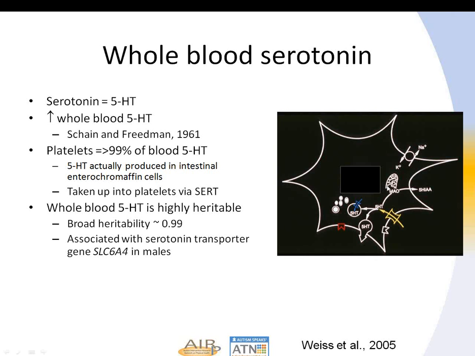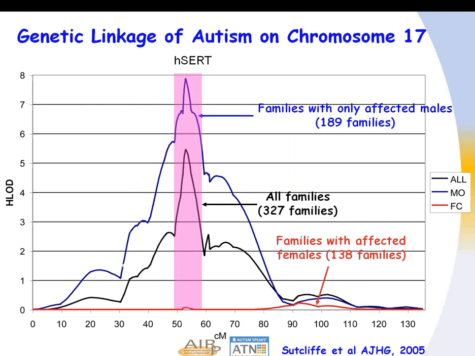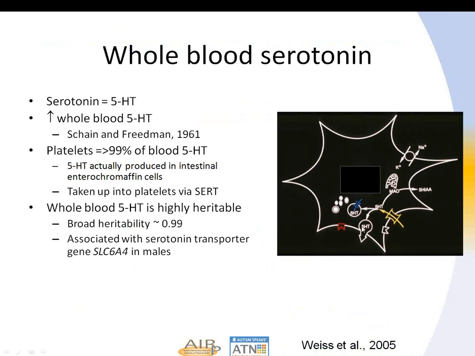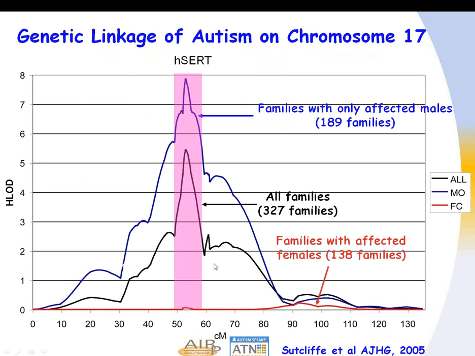The serotonin levels in the blood are actually more genetically controlled than is autism itself, pointing to this as a potentially useful biomarker. And serotonin levels in the blood are linked with the gene for the serotonin transporter, shown here, responsible for taking serotonin up into the platelet. And interestingly, in autism, you see strong evidence for genetic linkage overlying the serotonin transporter gene, only in families with males affected and no females affected, paralleling an association with this gene in individuals with blood serotonin levels exclusively in males as well.